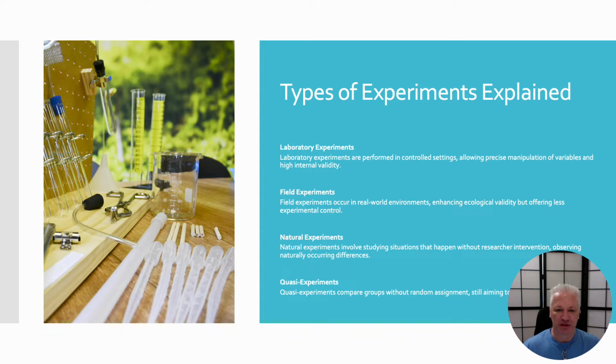Field experiments. These take place in real world settings, such as schools, workplaces, or on the street. The independent variable is still manipulated by the researcher, but the setting is more natural. The strength is that higher ecological validity than labs, and participants are less likely to know they're being studied, which reduces demand characteristics. So therefore behaviour is more natural.